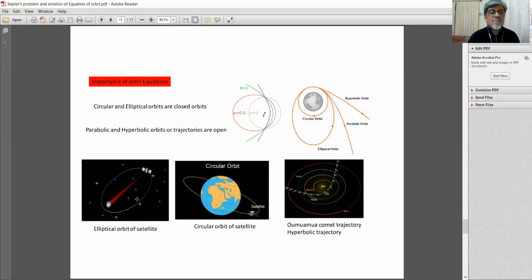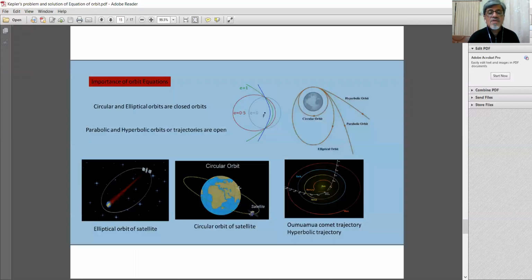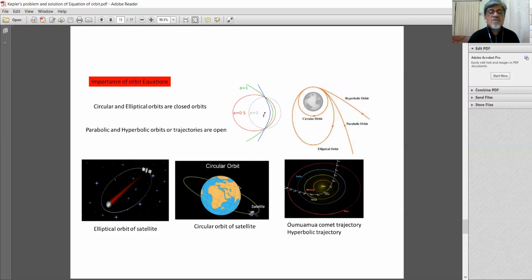Now here are the examples: the elliptical orbit of a satellite, and then the circular orbit of a satellite. A geostationary orbit is a circular orbit, so the satellite is moving in a circular orbit. And these are the elliptical orbits or hyperbolic orbit. Elliptical orbits are of different planets, and the hyperbolic orbit is of Oumuamua, which is a comet, and the trajectory of the Oumuamua comet is shown in terms of a hyperbolic orbit.